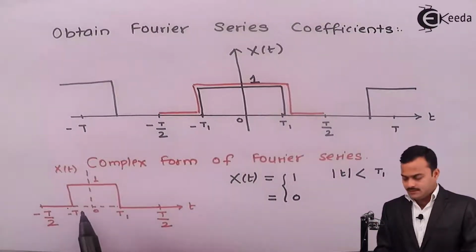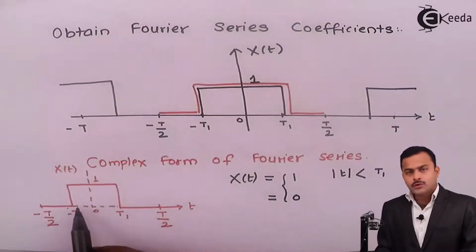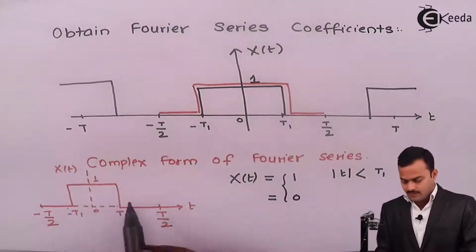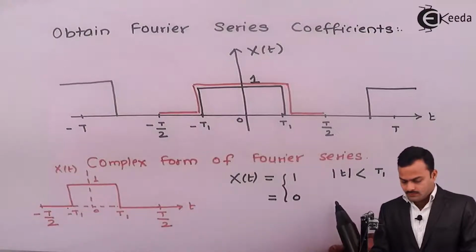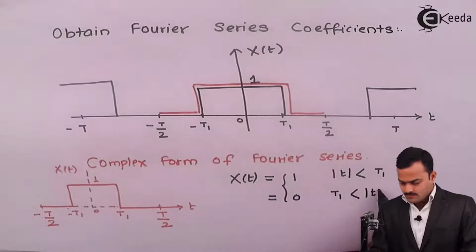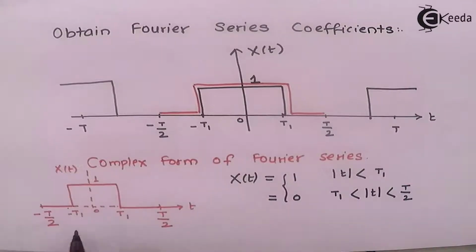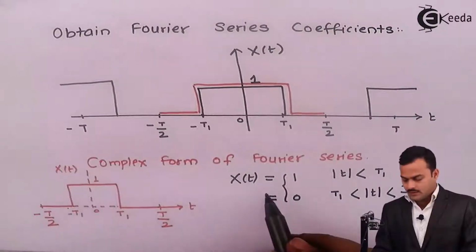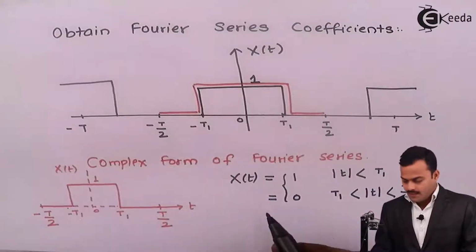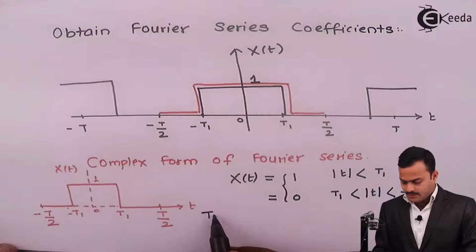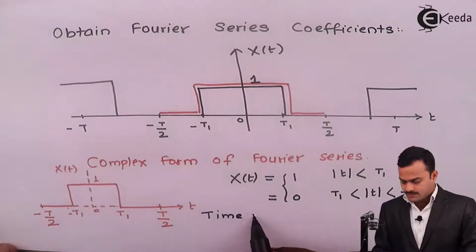So if mod t is less than T1, during that interval the waveform has a value 1 and it is 0 in the remaining interval. So the remaining interval will be T1 less than mod t less than T by 2. So this particular waveform is now converted into an equation, and the important point is that for this particular cycle I can say the time period is capital T.